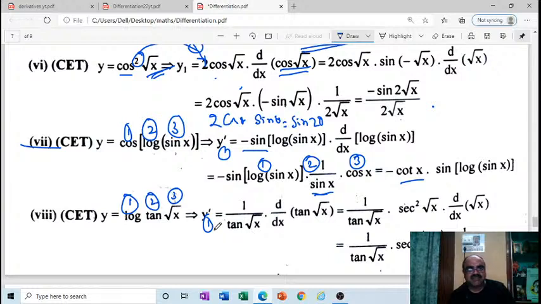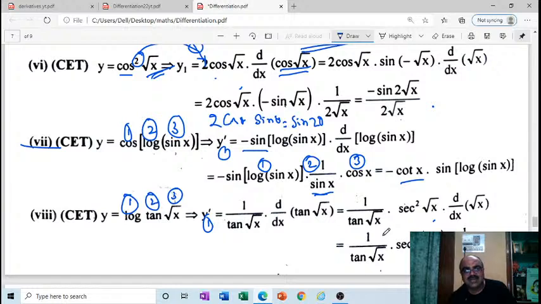Next, second differentiation, tan root x differentiation. Tan x differentiation is secant square x. So secant square root x. Why root x? Because it is tan of root x. Secant square root x. And third, differentiation of root x. Differentiation of root x is 1 by 2 root x.